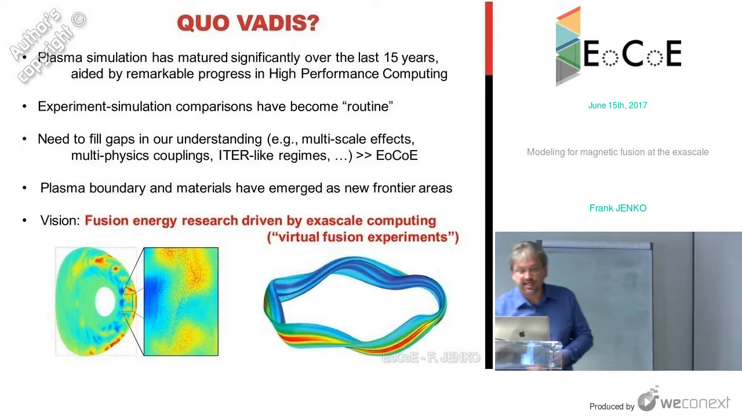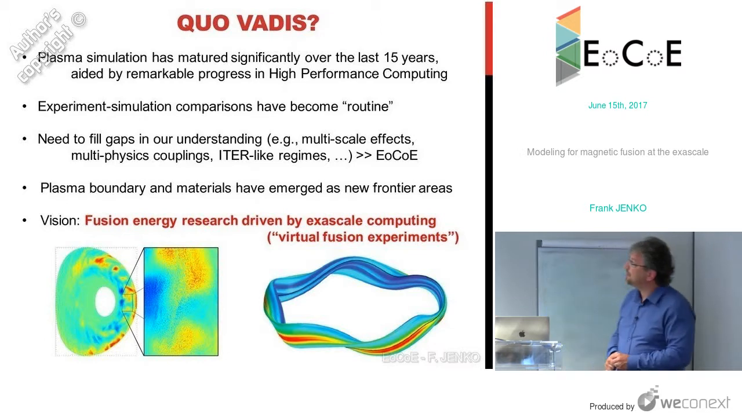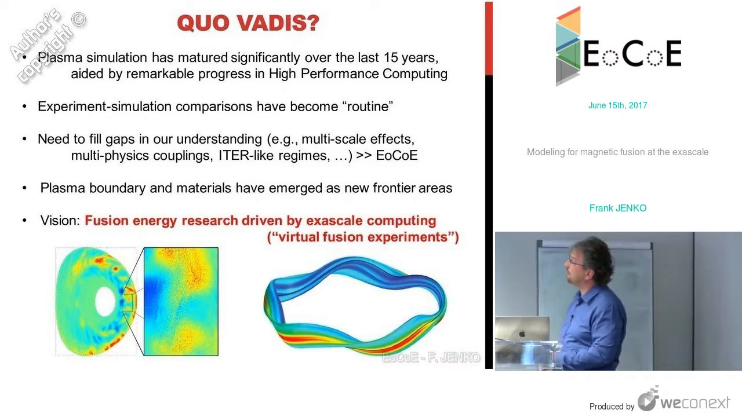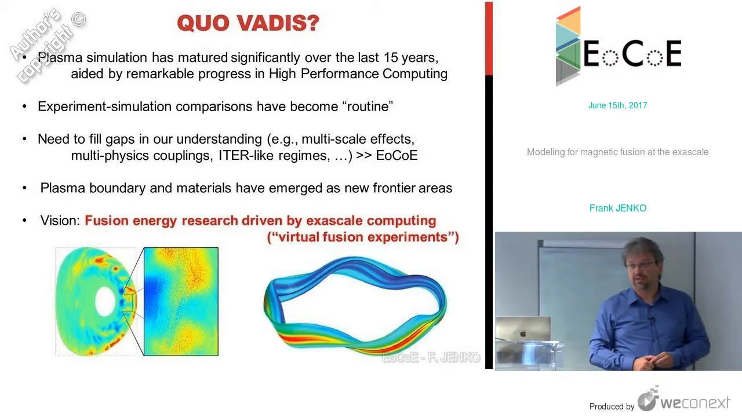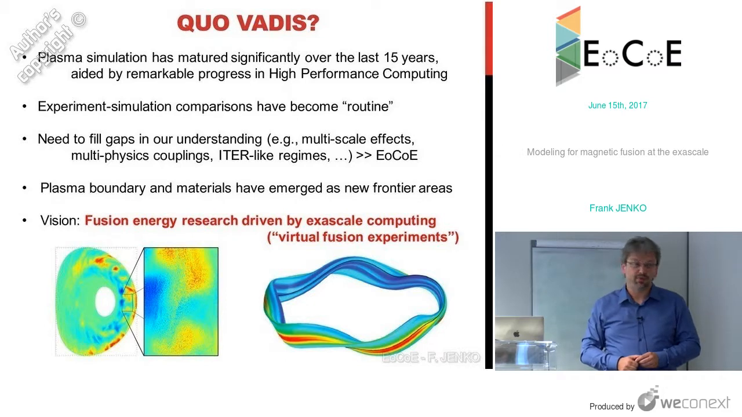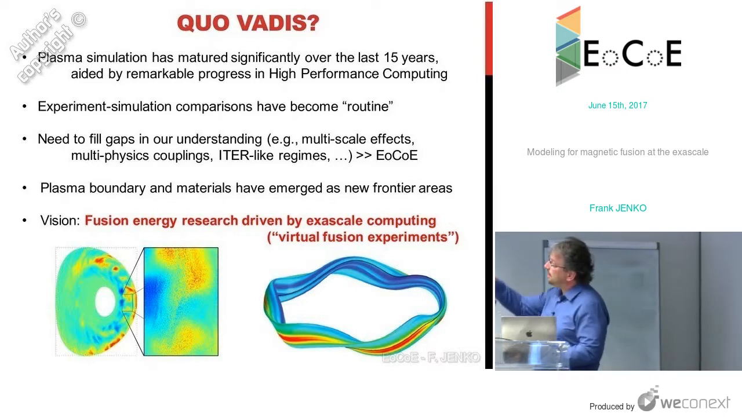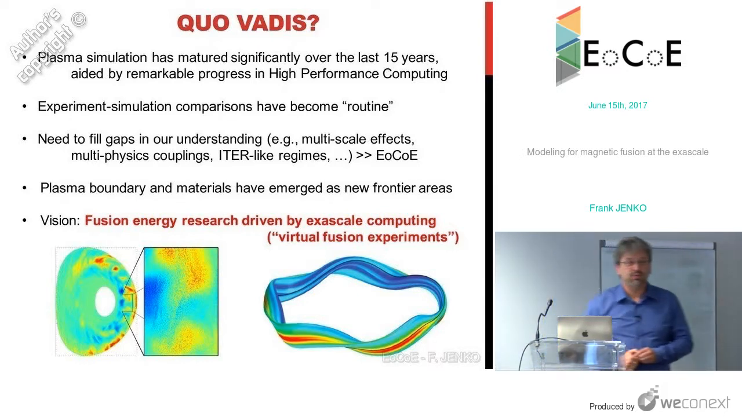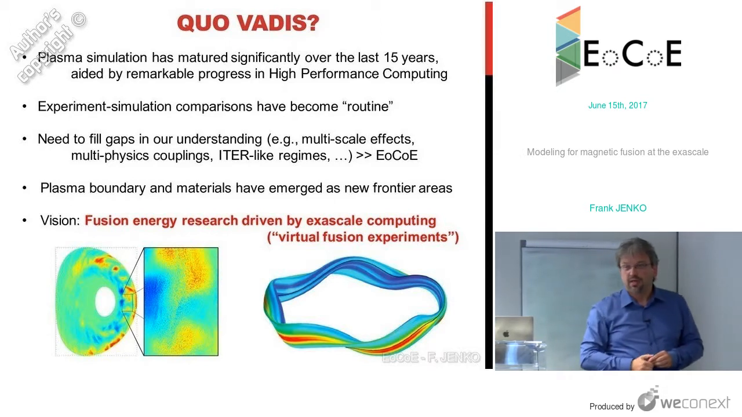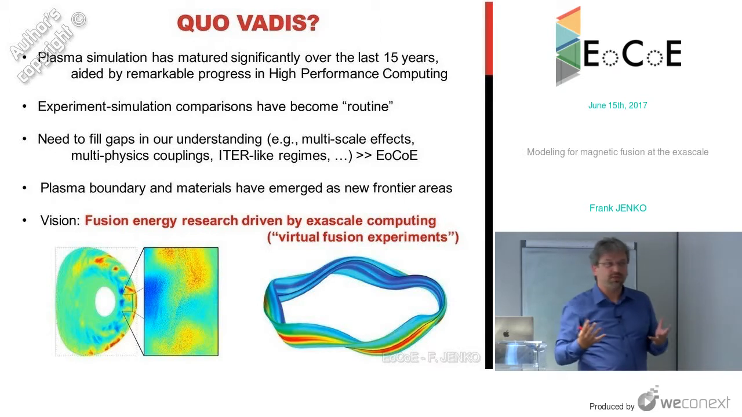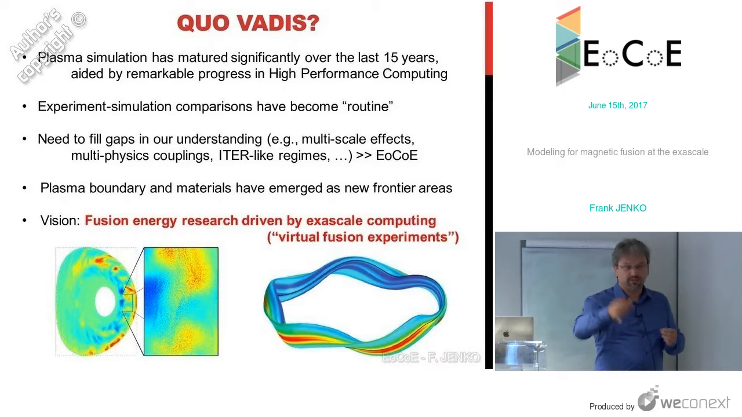And this is my final slide. So these simulations have matured significantly over the last maybe 15 years or so. And one key element in this progress has been the availability of high-performance computing. Again, always mixed with good algorithms and a lot of computer science and applied math. The experiment-simulation comparisons have become routine. That's remarkable. When I started doing this like 25 years ago, it was unthinkable that you would do a simulation that would actually be compared with a measurement.